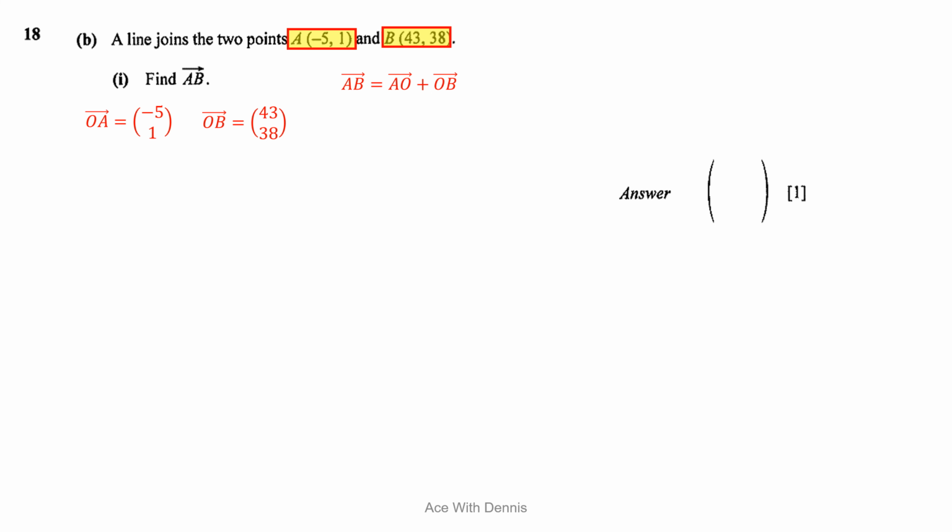Now, to get vector AB, it is equal to vector AO plus vector OB, because we form the chain rule, starting with point A and ending with point B, and in between must be the same point, which is point O. Then we can substitute the values. Since vector AO is the inverse direction of vector OA, vector AO will be 5, negative 1, and vector OB is the position vector of B, which is 43, 38. And the value is 48, 37. So 48, 37 is the answer.